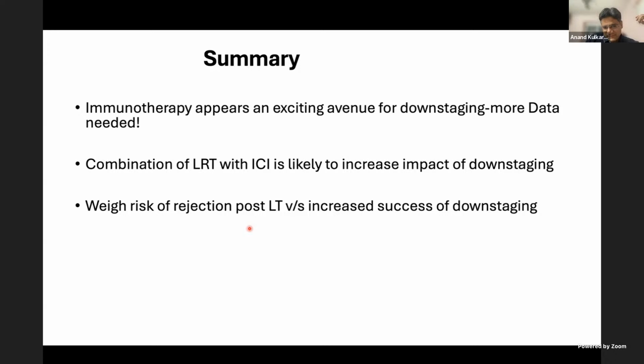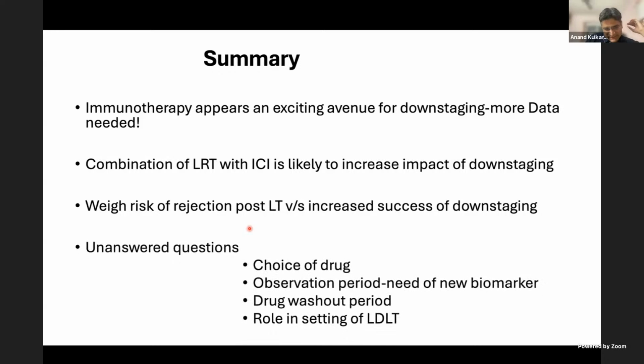Combination of locoregional therapy with ICIs will probably have an increasing impact on downstaging these patients. The risk of rejection is definitely there because you are immunosuppressing the patient, since immunotherapy basically increases the immunity and kills the cancer cells. Post that, when the patient is immunosuppressed, he may have recurrence. The typical washout period is a minimum of 30 to 45 days, preferably 60 to 90 days.